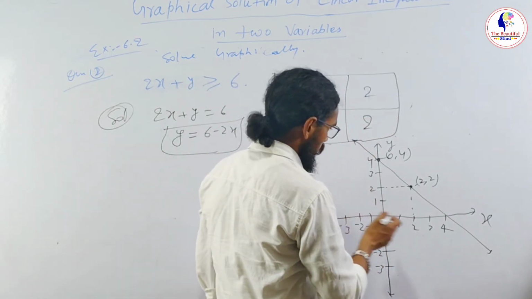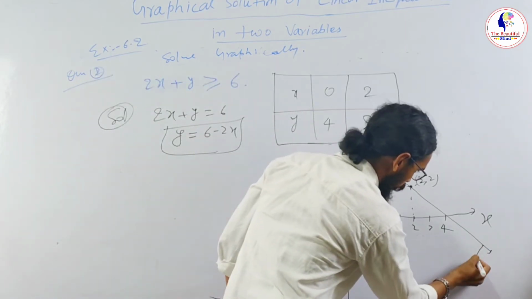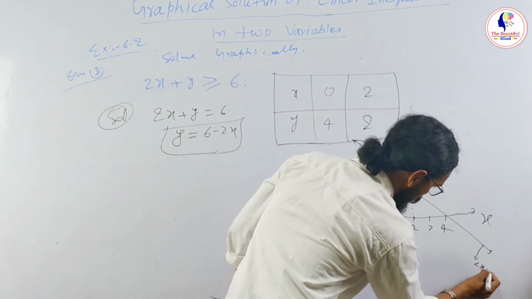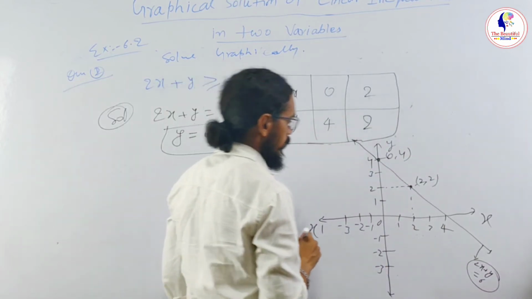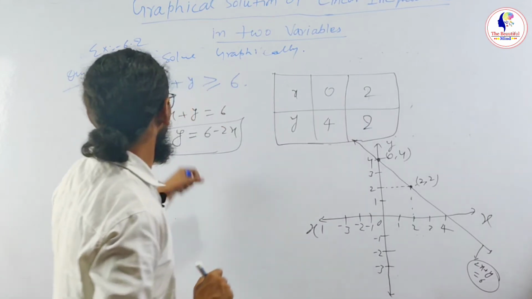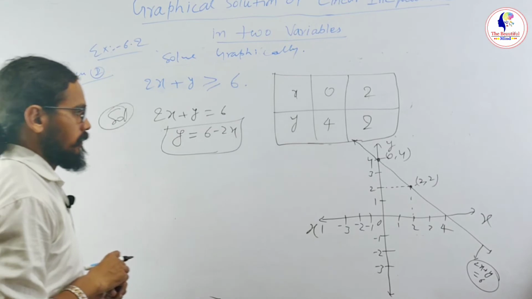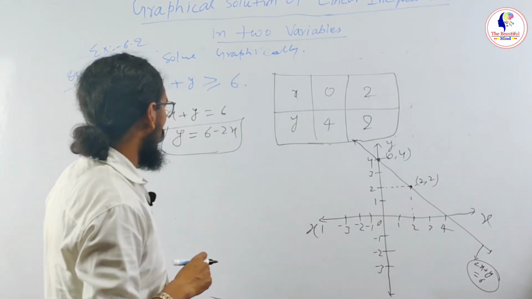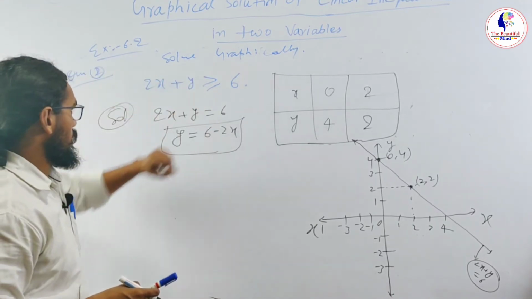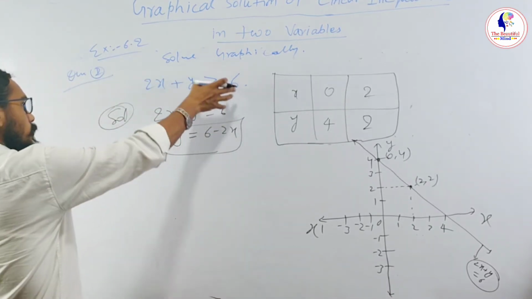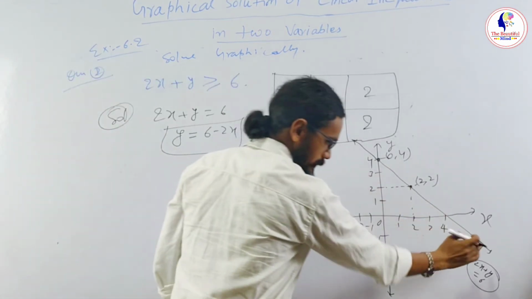Now this line is 2x plus y is equal to 6. This line is what? 2x plus y is equal to 6. ये लाइन है हमारा। बट हमें क्या शो करना है? 2x plus y greater than or equal to 6. So how can you show this question? ये जो inequalities है वो कहाँ शो करेंगे हम? We know 2x plus y is equal to 6, this line is.